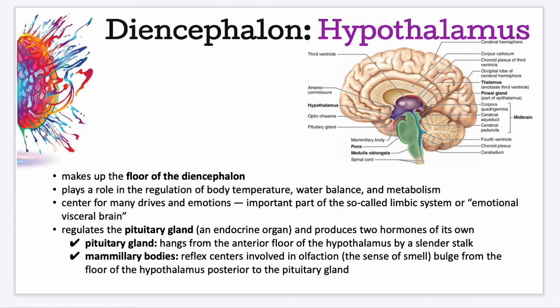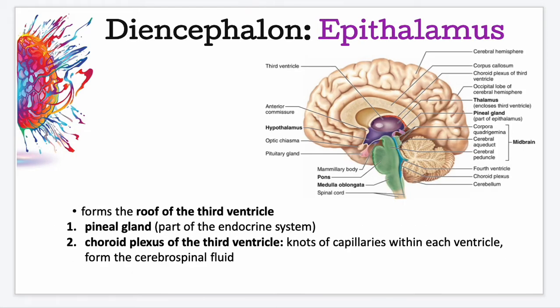The pituitary gland hangs from the anterior floor of the hypothalamus by a slender stalk. And then you have your mammillary bodies. These are reflex centers involved in olfaction, the sense of smell, and they bulge from the floor of the hypothalamus posterior to the pituitary gland.